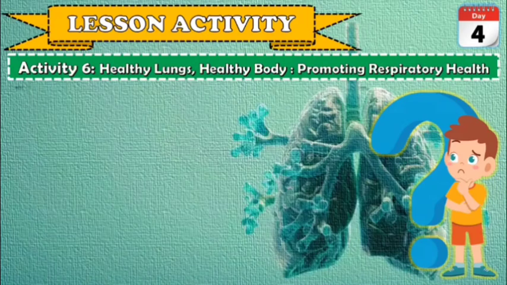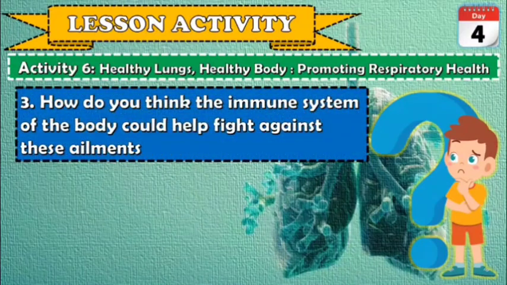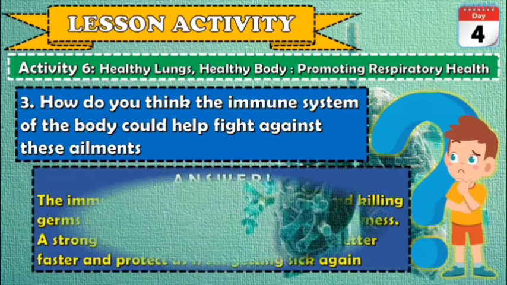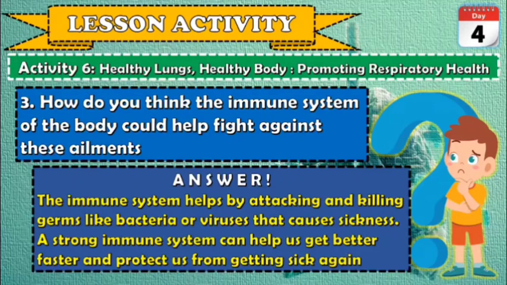Question number 3. How do you think the immune system of the body could help fight against these ailments? Answer: the immune system helps by attacking and killing germs like bacteria or viruses that cause sickness. A strong immune system can help us get better faster and protect us from getting sick again.